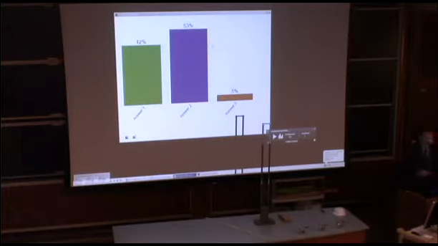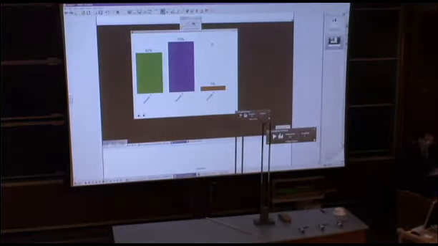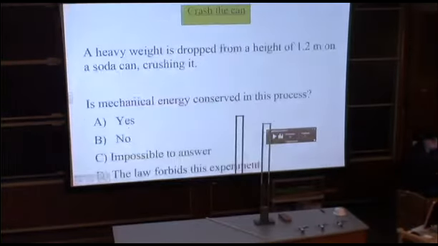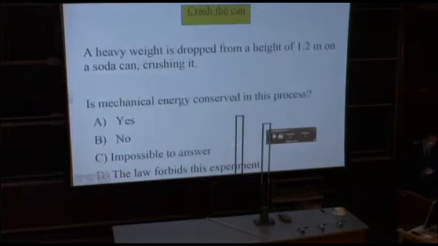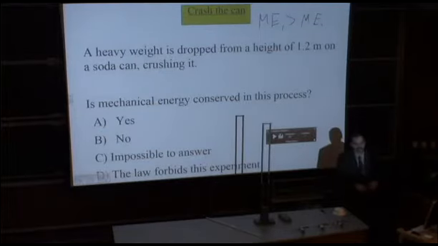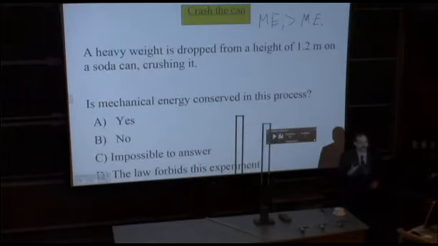So where did it go? What do you think? So mechanical energy changed. The initial mechanical energy, mechanical energy 1, has a larger value. Where did the difference go? Anyone? If you say something, it should be louder.